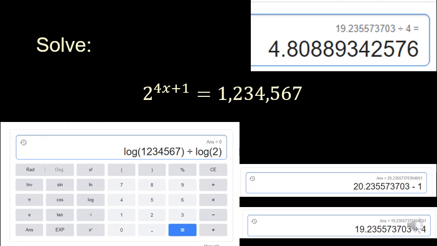Occasionally I'll have somebody that tries to check an answer like this, and they do it by trying to take 2 to the 4.81 power. But that's not right. You've really got to take 2 to the power of 4 times 4.81 plus 1 and figure out what that whole exponent is and then take the power. 4.81 though, 4.80889, etc. is the final answer here.